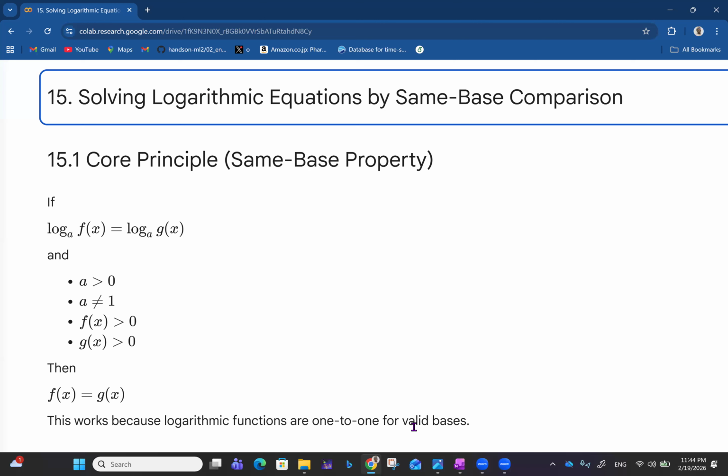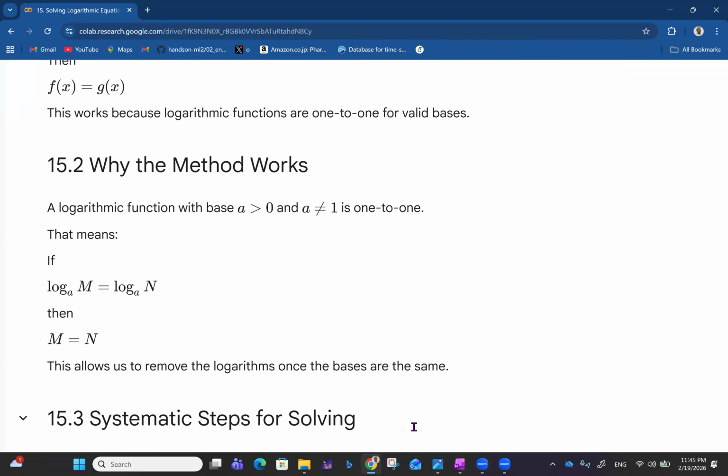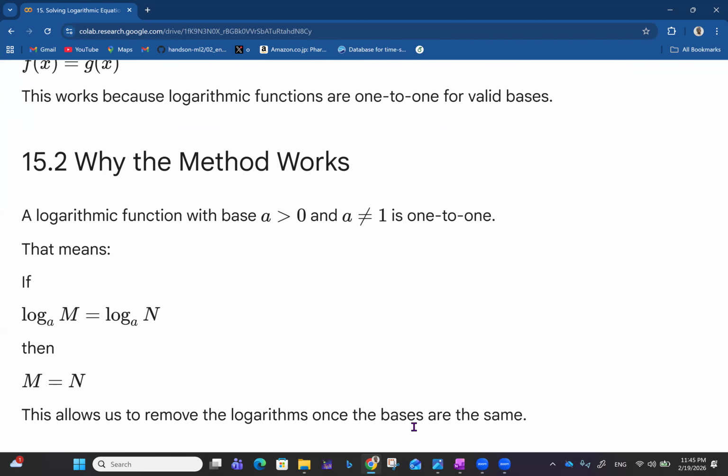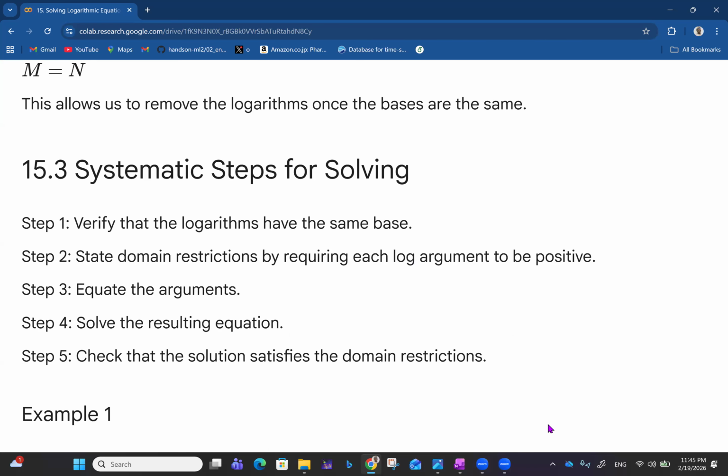So if you have the same base and you have all these conditions met, then you can easily just compare those arguments and solve for the unknown variable you're looking for. So why the method works, like we said, a logarithmic function with base a greater than 0 and a not equal to 1 is one-to-one. It's a one-to-one mapping. That means that if log m to base a is equal to log n to base a, then m is equal to n. This allows us to remove the logarithms once the bases are the same. Okay, so we can remove logarithms once the bases are the same.